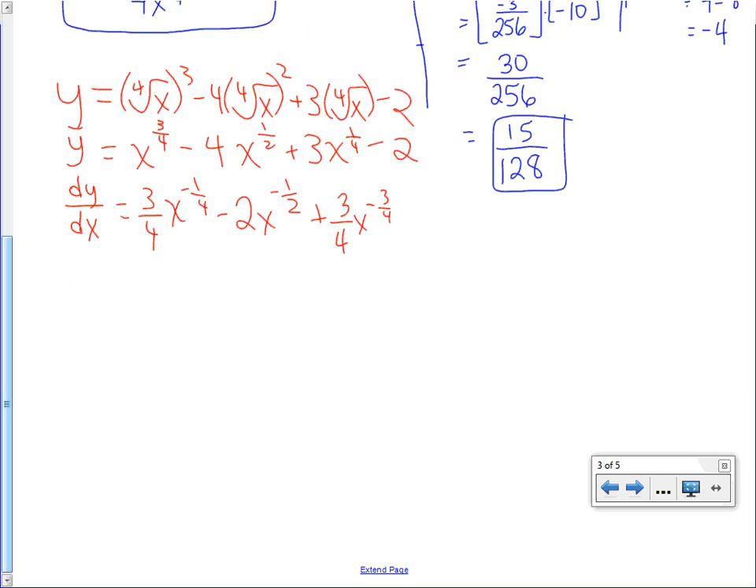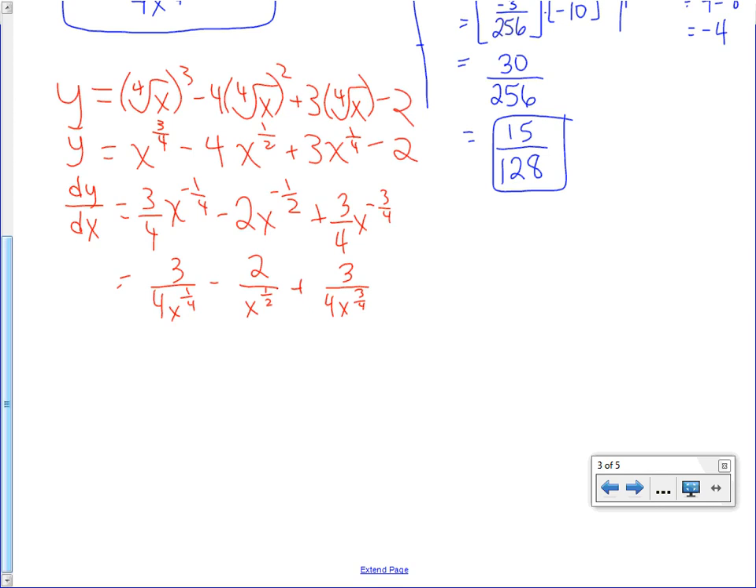So this would be a case where it might just be easy enough to write them all with positive exponents and then try to get a common denominator. Does that make sense? So 3 over 4x to the 1/4 minus 2 over x to the 1/2 plus 3 over 4x to the 3/4. You already see how this is the extra complication.